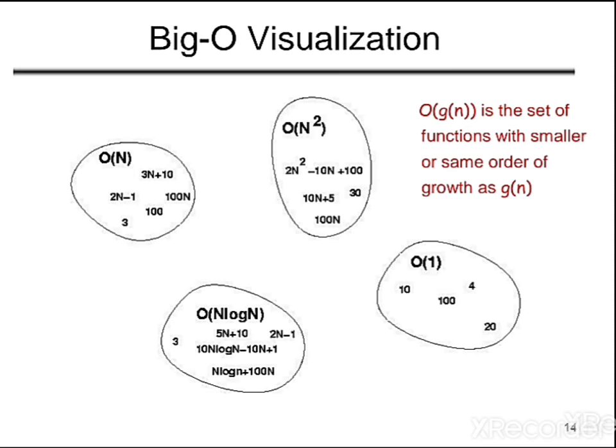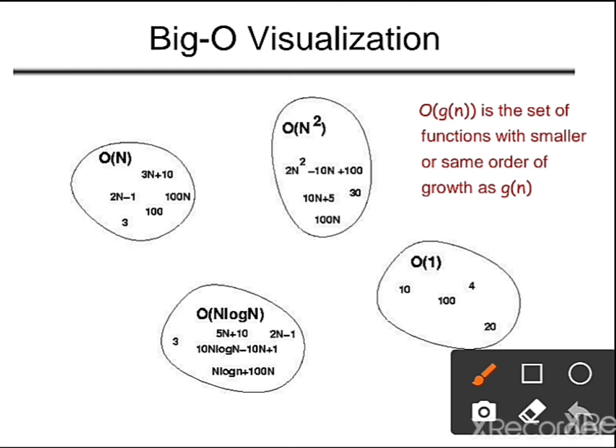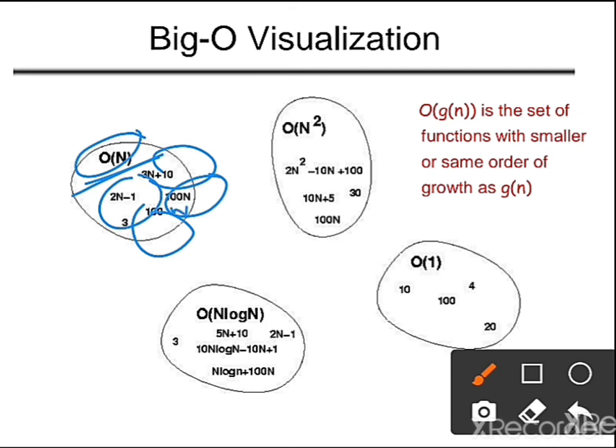Then big O visualization. So there are different functions. Order of n includes 3n plus 10, 100n, 100, 2 raised to n minus 1, 103, 100, constant 3. All of these come inside order of n.